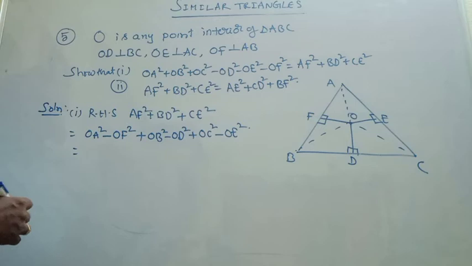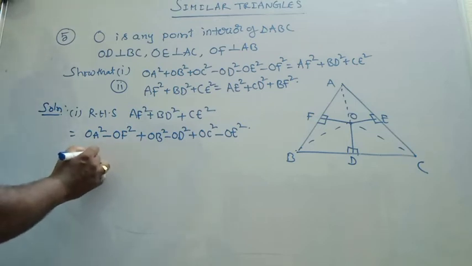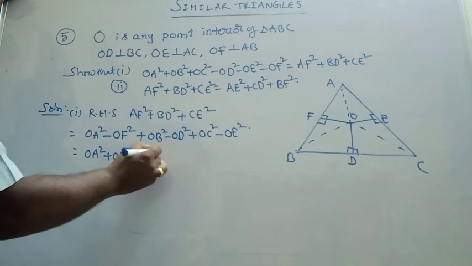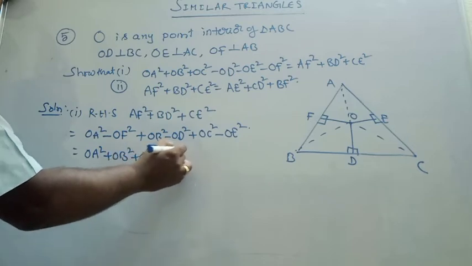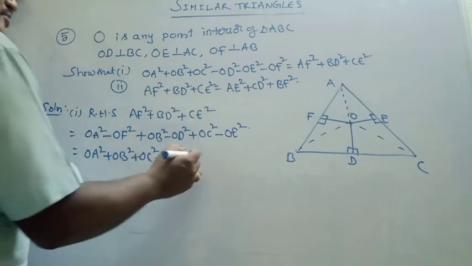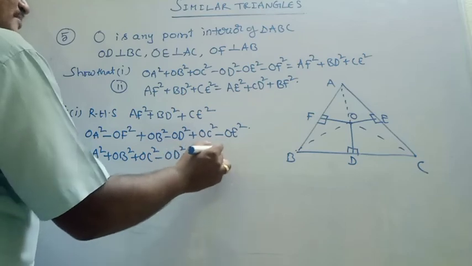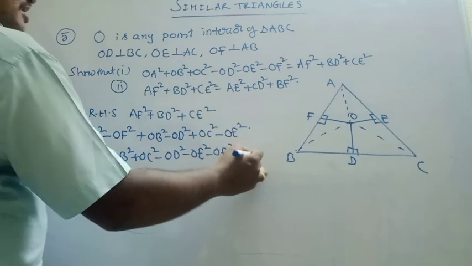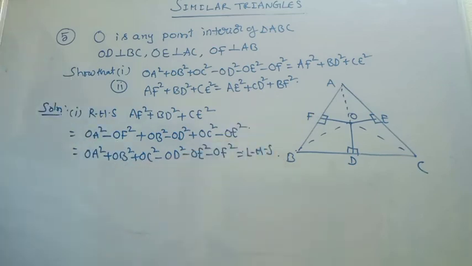Now what you have here is OA square plus OB square plus OC square minus OD square minus OE square minus OF square. That is what you have got, the left hand side part. In such a beautiful way you have got the left hand side part. Wonderful. The first one is over.